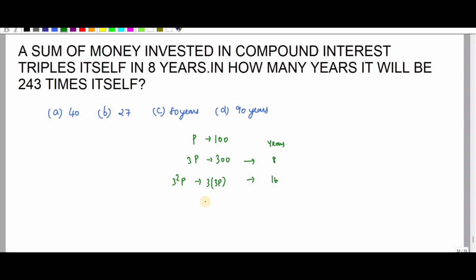So what are they asking? How much time will it take to become 243 times P? That is nothing but 3 power 5 of P. 3 square means I am multiplying by 2, so 8 into 2 is 16. So 8 into 5 is nothing but 40. So it will take 40 years to become 243 times the principal.